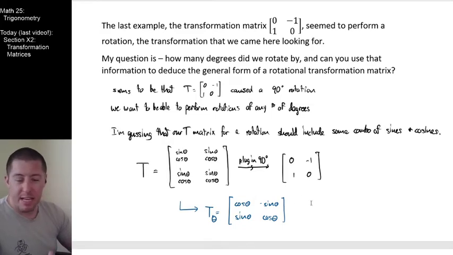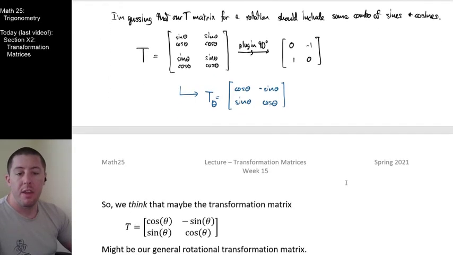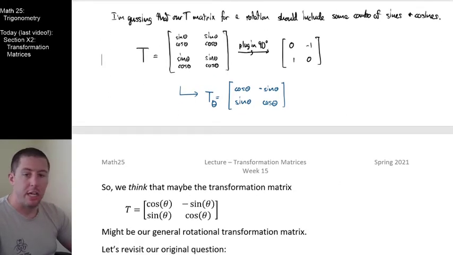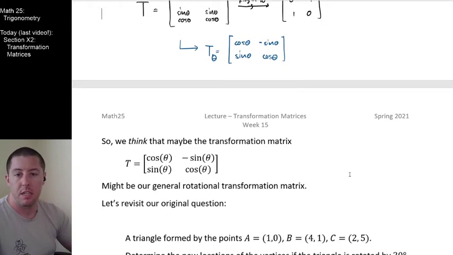So it seems to me like I'm a little wishy-washy on maybe some of these negatives right here, but I think that this is at least a good guess for our transformation matrix here. So what I think we should do is take a look at this guess and let's just try it on something and see if it does the rotation that we think it's going to do.